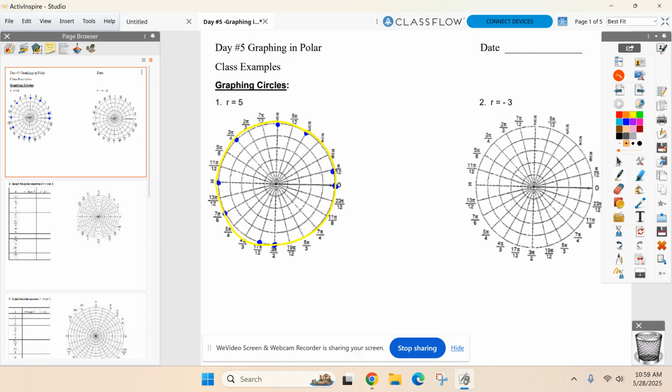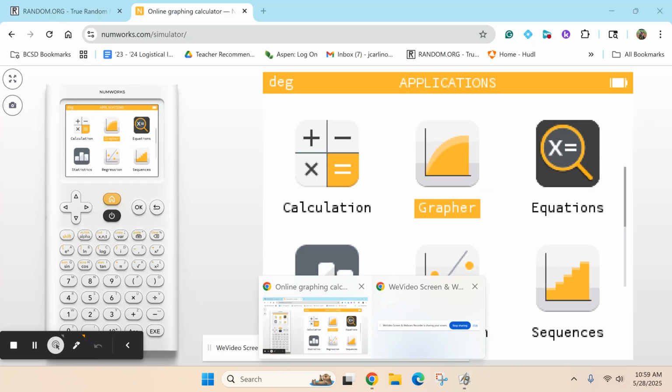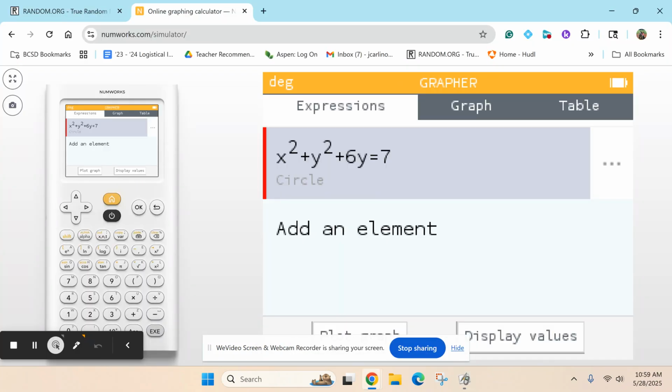You're ready to check it now. Let me show you how your calculator works with these now. Because I would prefer that after you were done with the graph, you want to make sure it looks like what it should look like. All right, so you go to your graph. We go to Grapher because that's where we graph everything.